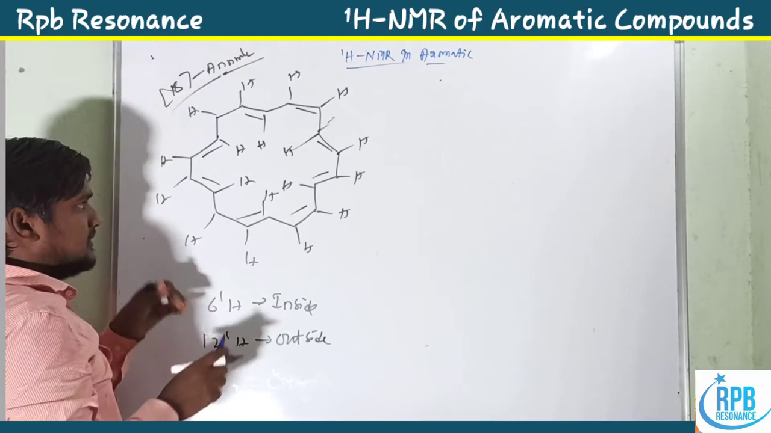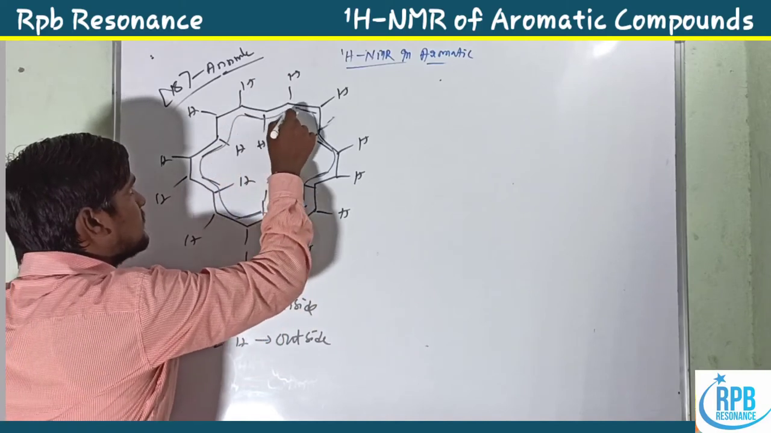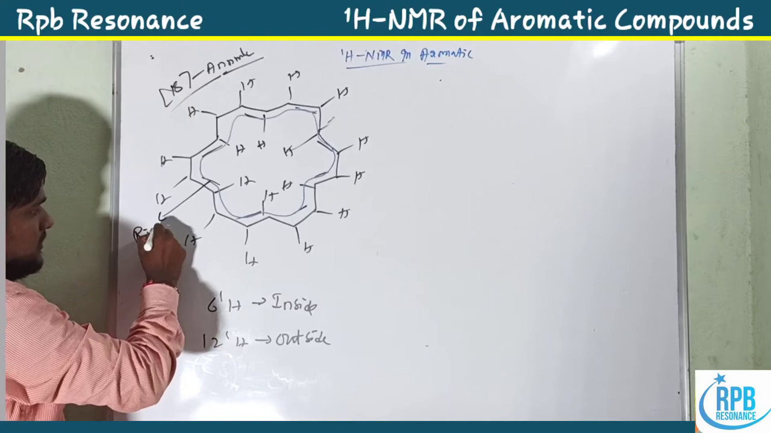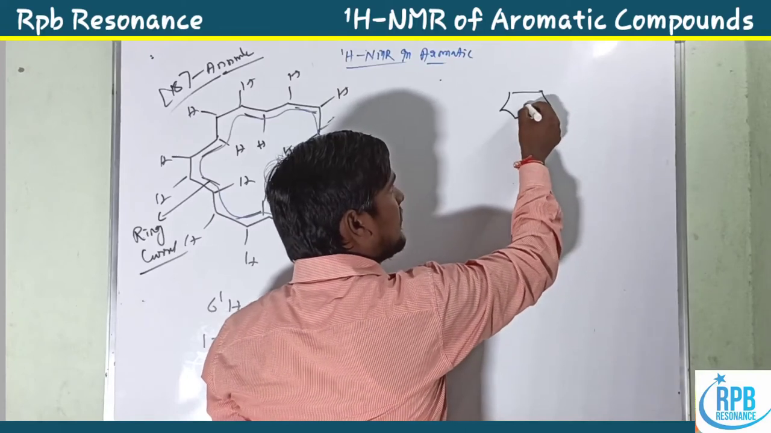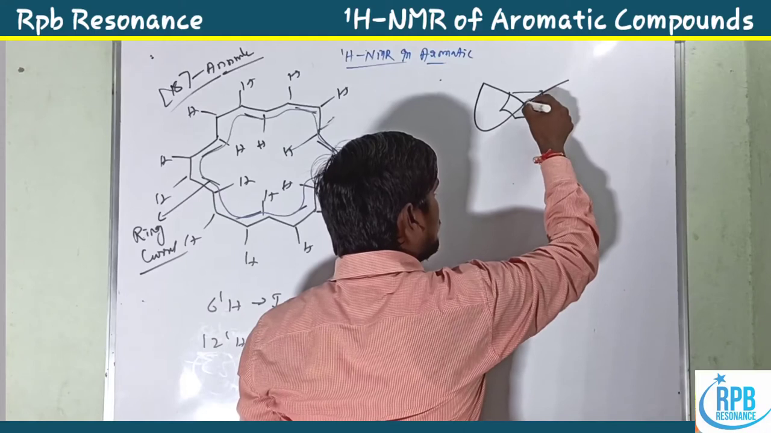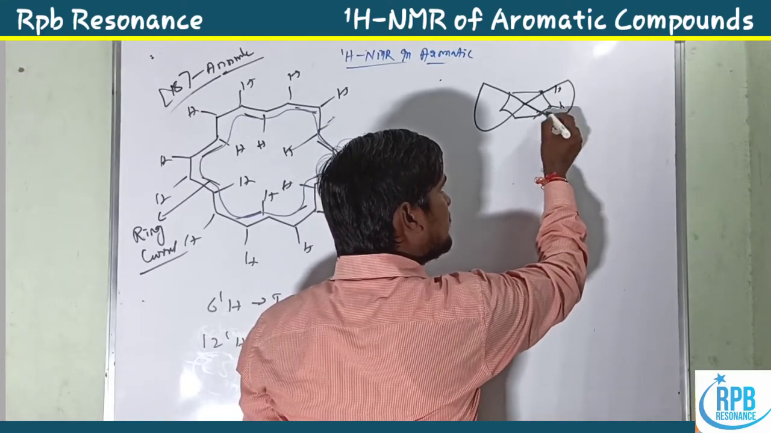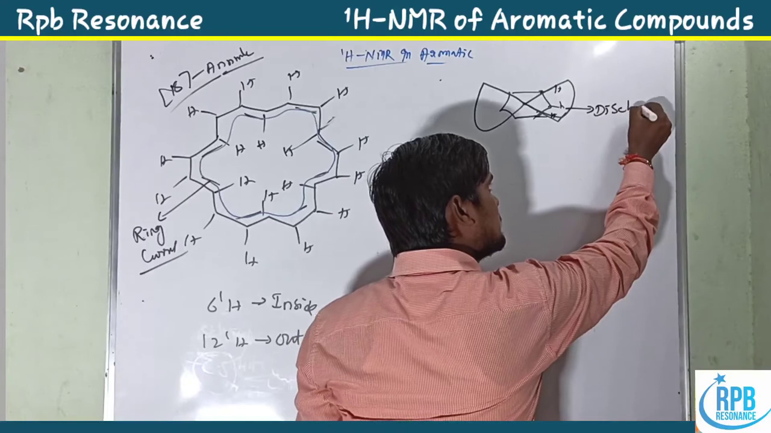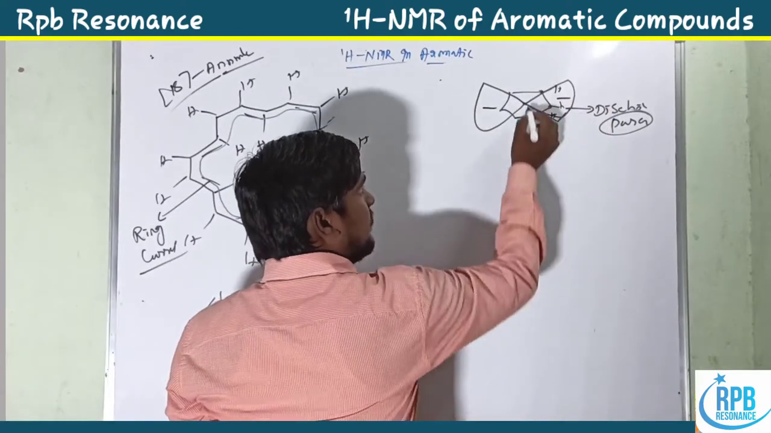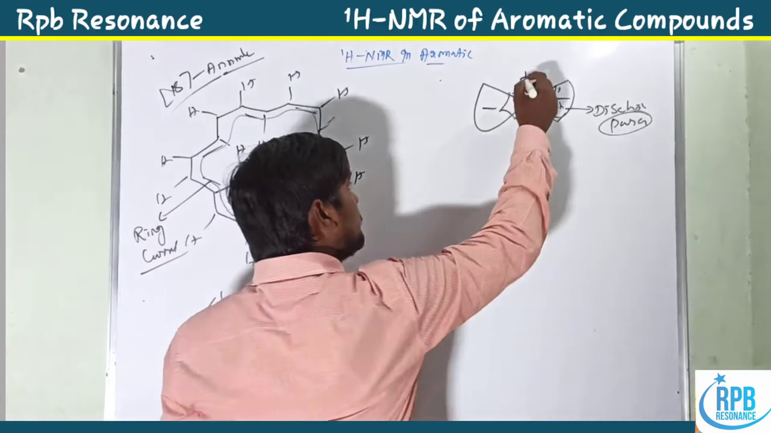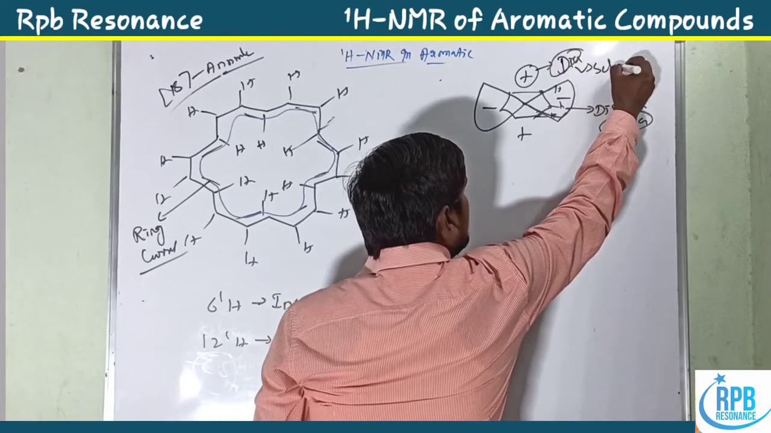Now this pi electronic cloud will produce an inside ring current. So this is simply called ring current. In the case of aromatic compounds, this is the benzene structure, which is simply represented as a cone. So this is the region. Protons present in this region are deshielding protons. That means it is a para region with deshielding protons, simply represented as minus. Outside the cone, any proton present is in the diamagnetic region, which is called the shielding region.